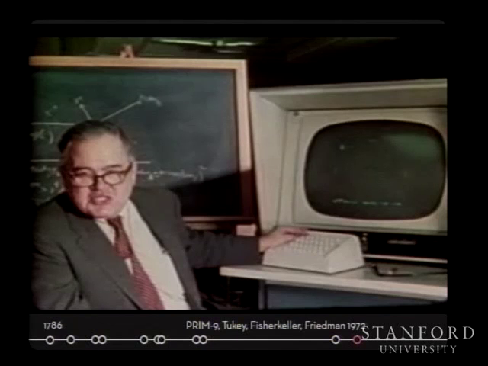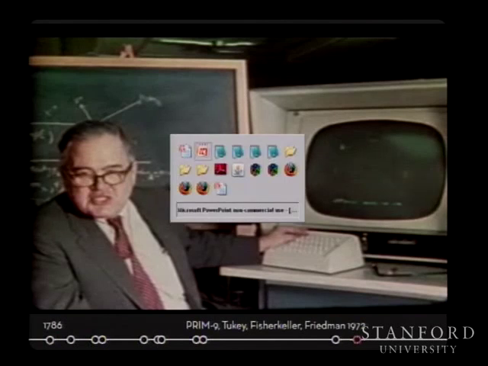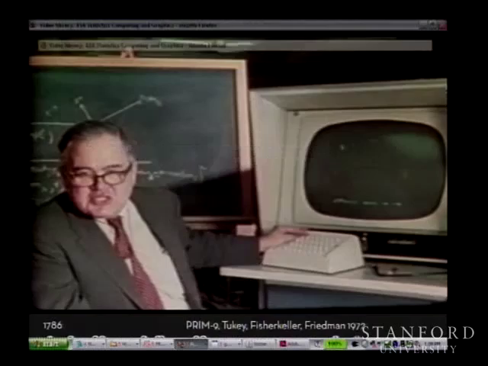It's a bit of a mouthful, but it's actually one of the first interactive computational systems for data analysis. It was built on specialty hardware and specialty software here at Stanford to allow interactive exploration of data. So I'll show you a brief clip of a film from this.